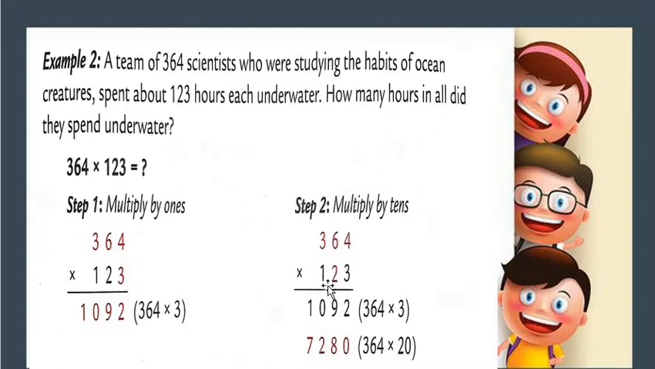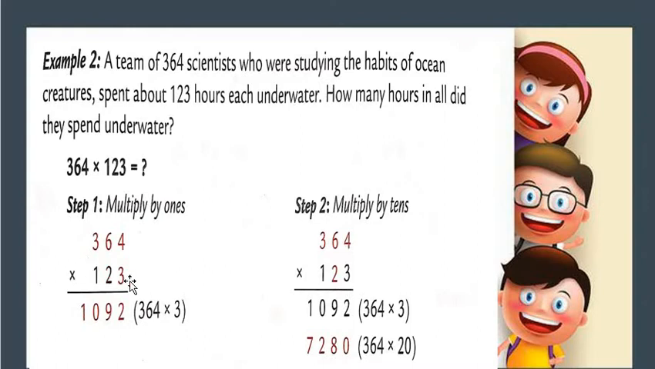Then 4 2s how many? 2 4s are 8. Then 2 6s are how many? 12. So 2 here and 1 as a carry. Then 2 3s are 6 plus this 1 carry, so 7. So the answer we got here is 7280. 364 multiplied by 20 is equal to 7280. Now what to do?